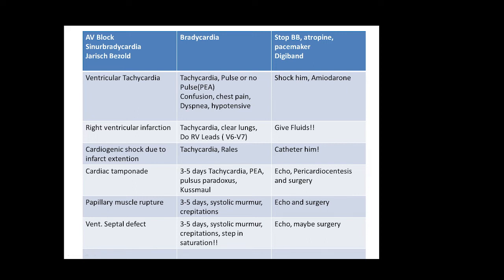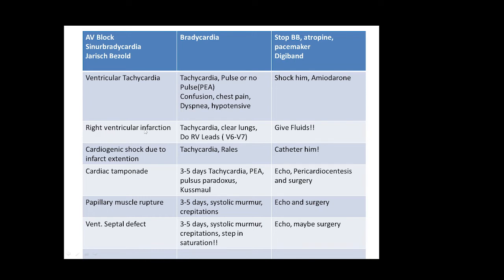Now, if your patient is showing signs of hemodynamic instability, for example, your patient is confused, which is the case, or hypotensive, or he has chest pain or shortness of breath, then this is an indication for shock. You have to shock your patient. And definitely you can use amiodarone. Now, I'm not going to talk about ventricular tachycardia. It's beyond the scope of this lecture.